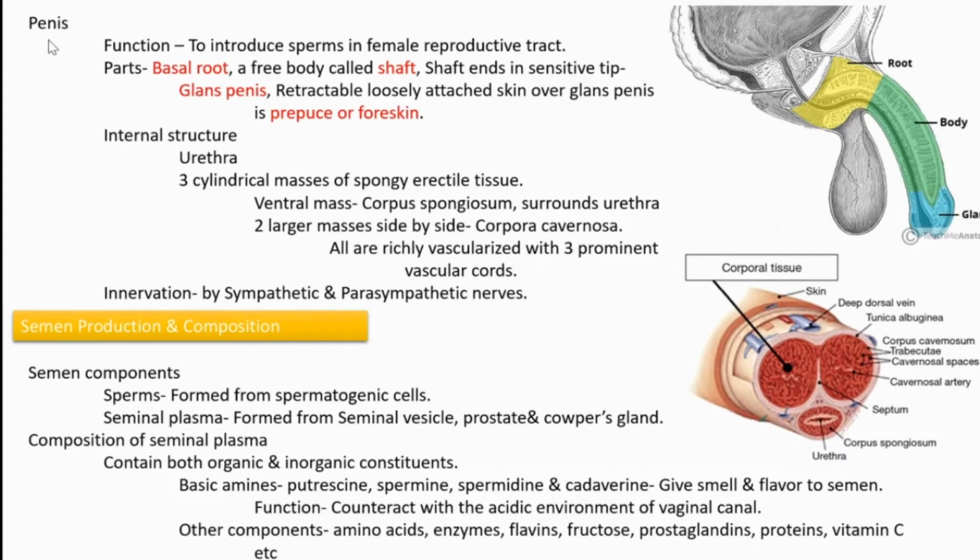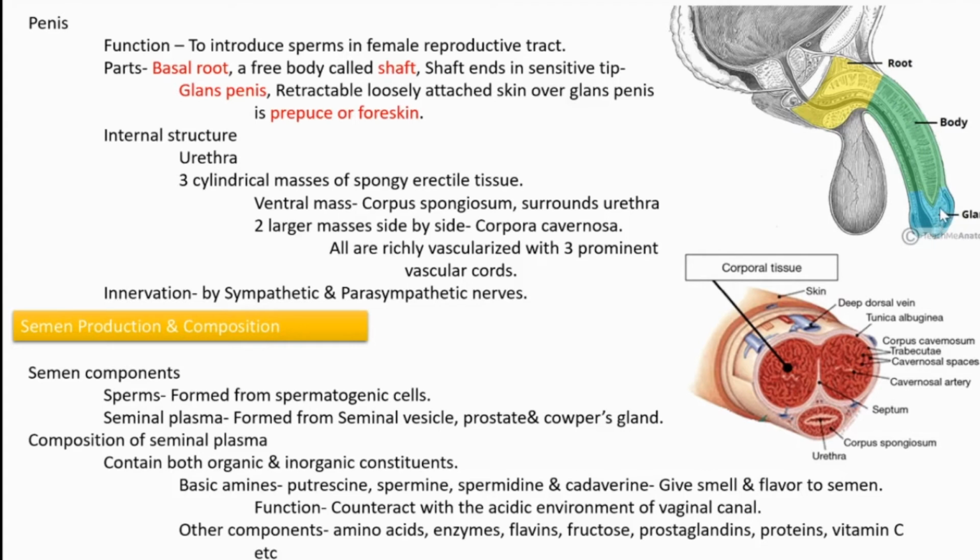Then regarding the penis, what is the function? The function of the penis is to introduce the sperms into the female reproductive tract. That is the function of the penis. Then what about its parts? It has a root portion and a free body. That free body is called the shaft, and the shaft ends in a sensitive tip called the glans penis.